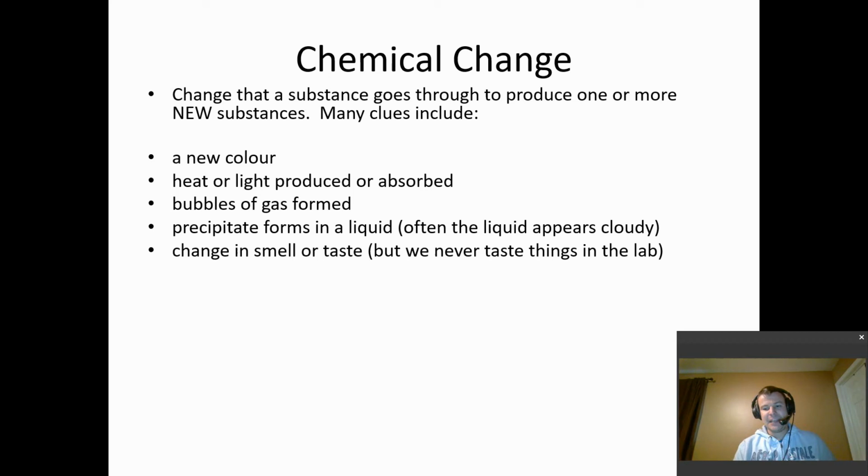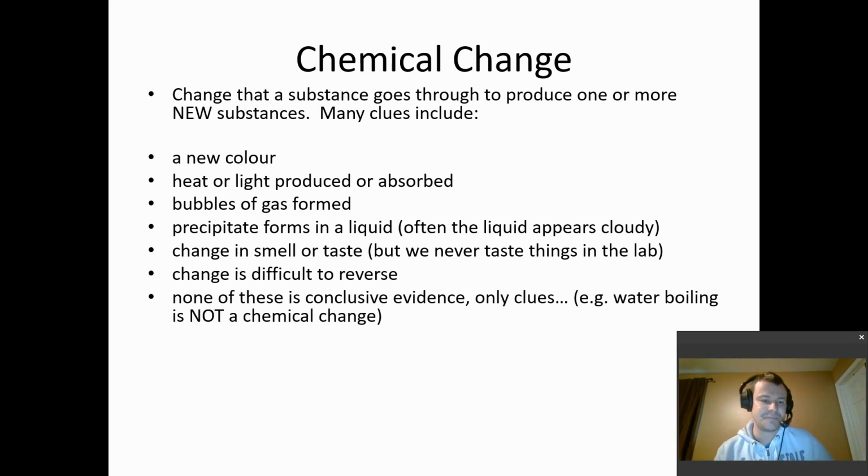In a lab, we would never ask you to taste or smell things because it could be dangerous to you, but a change in smell or taste is almost always a clue that a chemical change is happening, and also very difficult to reverse. Again, this is not a hard and fast rule, but it is a clue. Often they're difficult to reverse. None of these are conclusive evidence. These are only clues, but it does help you when you see these things happening. It helps you to distinguish, oh, maybe a chemical reaction is happening.